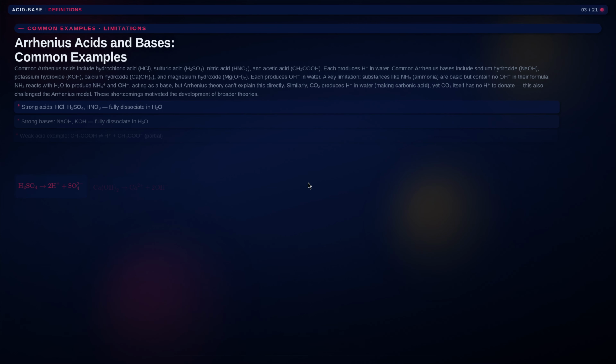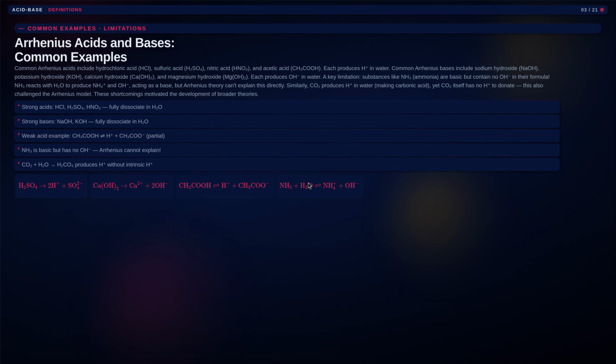Classic examples of Arrhenius acids include hydrochloric acid, HCl, nitric acid, HNO3, and sulfuric acid, H2SO4. Classic Arrhenius bases include sodium hydroxide, NaOH, potassium hydroxide, KOH, and calcium hydroxide, Ca(OH)2. The defining feature is the production of H+ or OH- in aqueous solution.